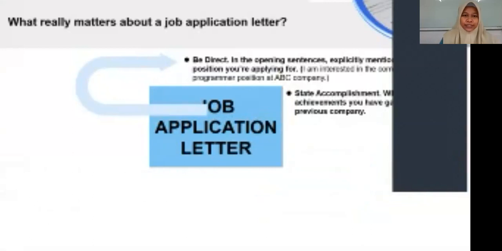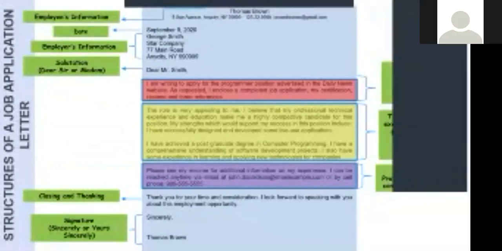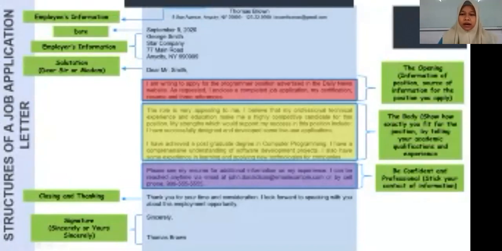Okay, I will go back to the slide. What do you want to ask, Rizky? About the body, ma'am. The body? Okay, which part? The last slide tells us about our curriculum vitae. It means we can put our curriculum vitae in the body or in our slide. So in the letter, actually, we can inform the employer of your resume in the beginning. Like here, I will read: Dear Mr. Smith, I am writing to apply for the programmer position advertised in the Daily News website. As requested, I enclose a completed job application letter, my certification, resume, and 3 references. So you can inform the employer that you put all the requirements they asked for in the first part, in the opening.